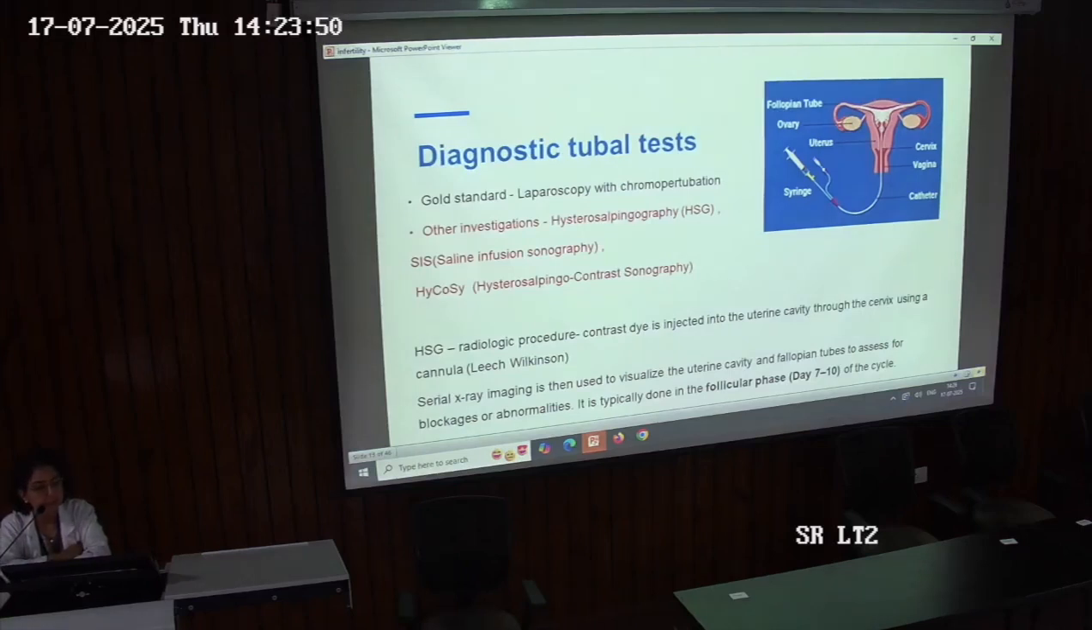Now the common tests that we do are as follows. Hysterolaparoscopy is the gold standard, no doubt, but sometimes if everything is within normal limits, like hormonal workup, transvaginal sonography, and history, and suppose the history is suggestive of PCOS and we confirm it by sonography, then there is no need to go for hysterolaparoscopy. We can evaluate the tubal status by HSG or SIS, saline infusion sonography. So HSG and sonographic evaluation are both equally good for tubal evaluation. What is HSG? We inject a dye through a Leech-Wilkinson cannula through the cervix and take X-ray images of the uterus and tubes.